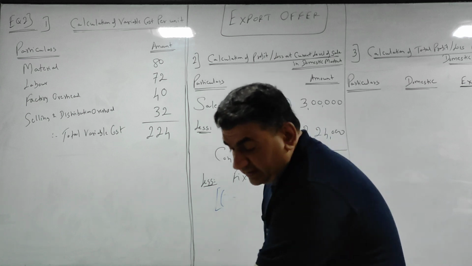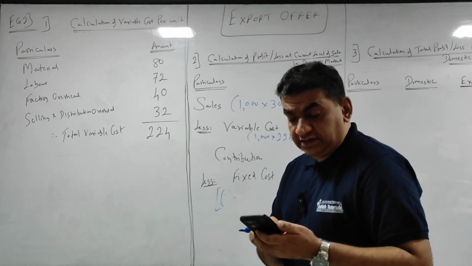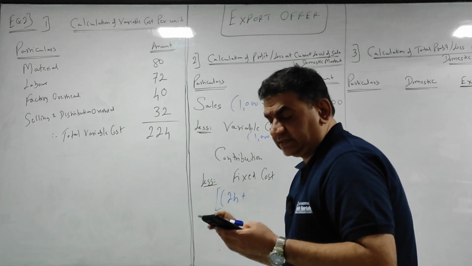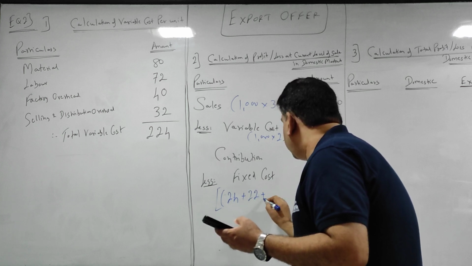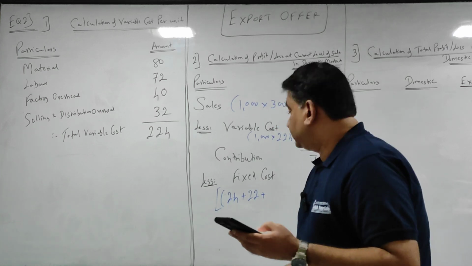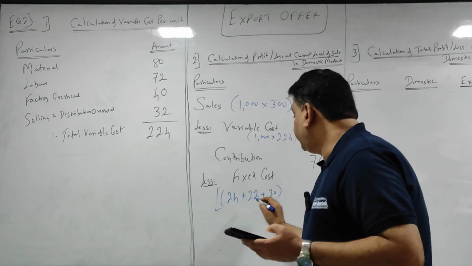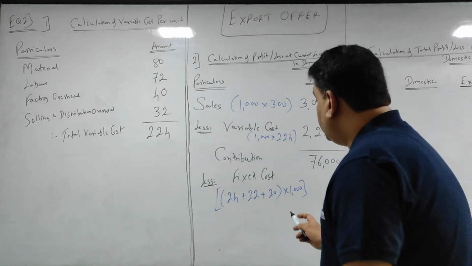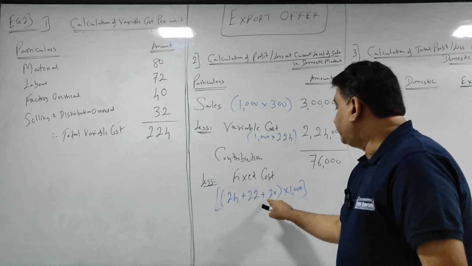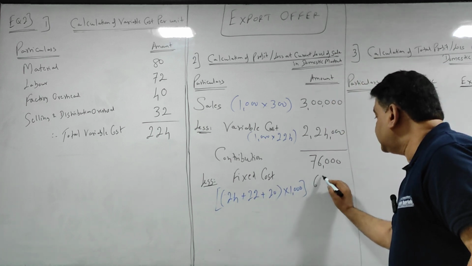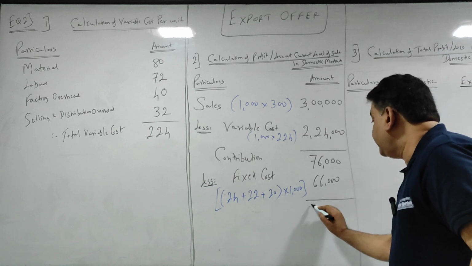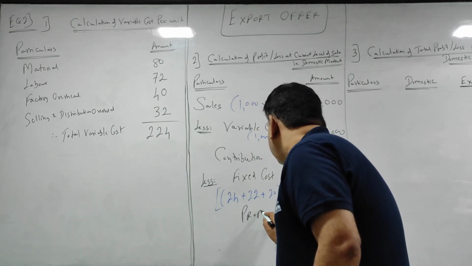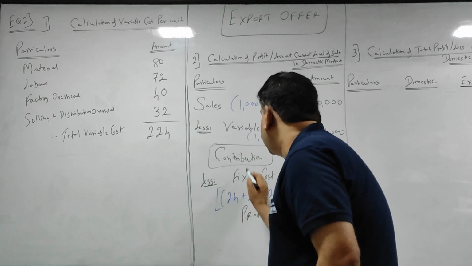See how much the fixed cost is. Let's take the fixed cost one by one. Understand this calculation. Factory fixed overhead 24 plus admin 22 plus 20, that is 24 plus 22 into 1000. So add 24 and 22. That gives you 46 plus 20, 66. 66 into 1000 is my fixed cost. So 76 minus 66. My profit is 10,000.